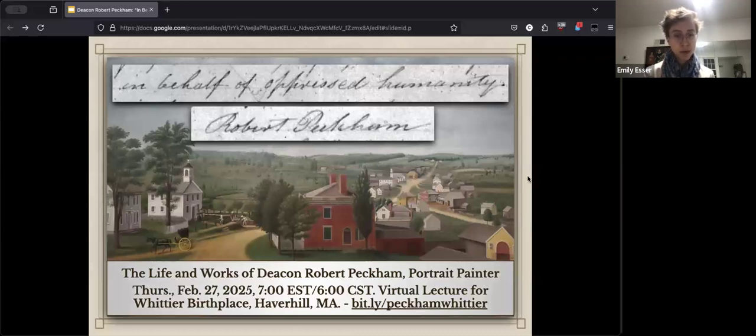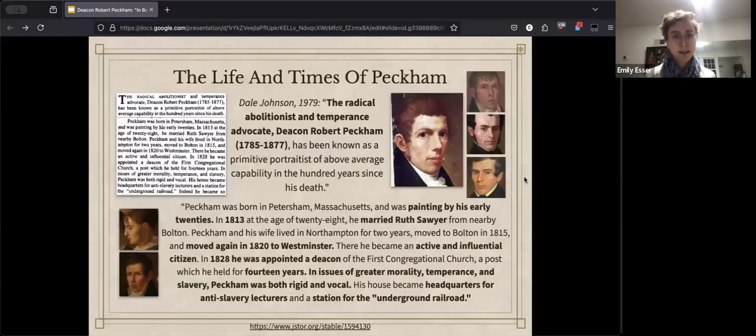Here, in the meantime, is Westminster Village. It hangs at Forbush Memorial Library. You might have seen it if you visited. But on to the next slide. The Life and Times of Peckham.